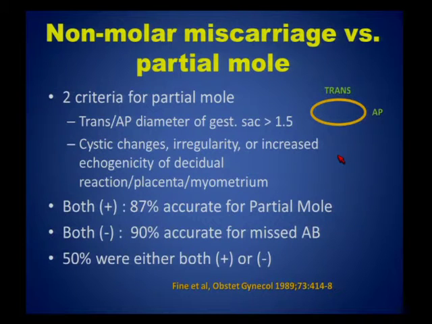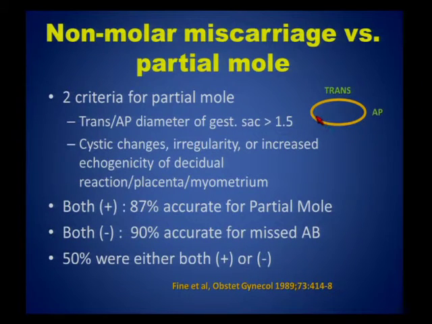This is probably one of my take-home slides here. Dr. Fine in 1989 did a study from the Brigham, including Dr. Dubélé. They looked at 2 criteria for diagnosing a partial mole and trying to distinguish it from a missed abortion. And they found 2 criteria were helpful. One is the transverse to AP diameter of the gestational sac. If that's greater than a 1.5 ratio, consider a partial mole.